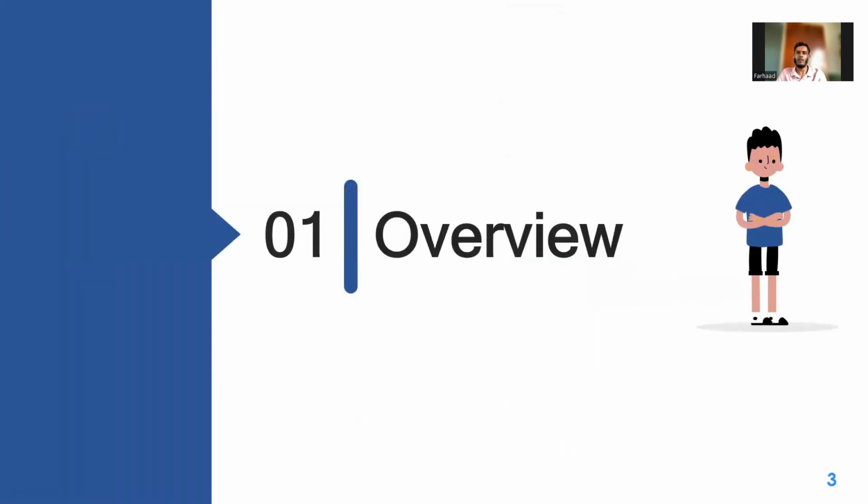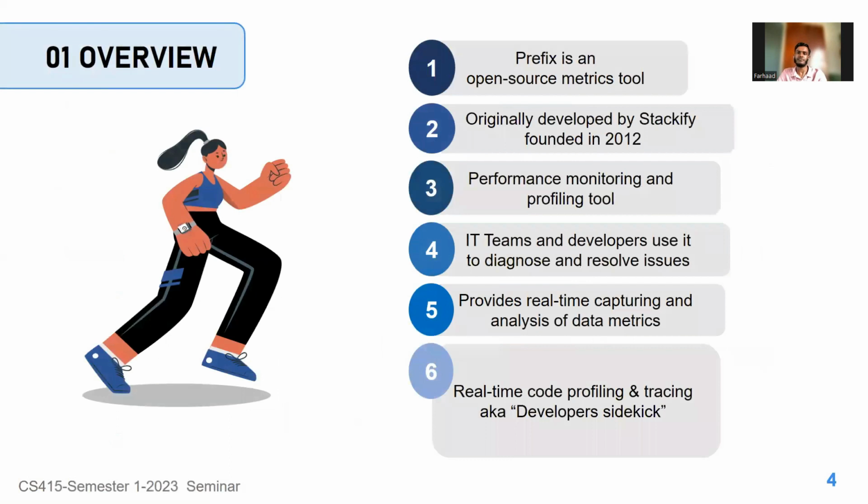Okay, so number one, the overview. Prefix is an open source metrics tool. It is originally developed by Techify, which was founded in 2012. It is a performance monitoring and profiling tool, plus the IT teams and developers actually use it to diagnose and resolve issues. It provides real-time capturing and analysis of the data metrics, and it also provides the real-time code profiling and tracing, also known as the developer's sidekick.